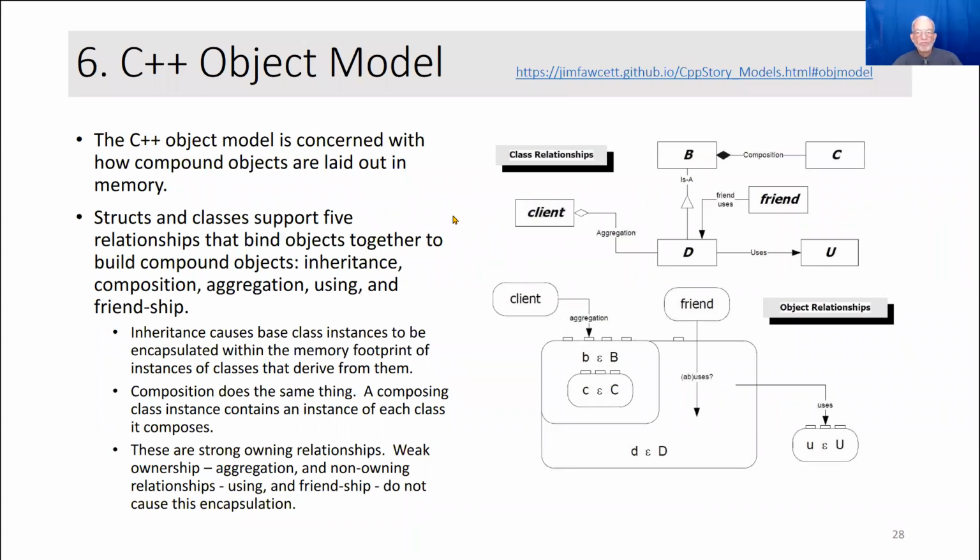So, in this, let's talk about the diagrams for a minute. In the top diagram, I've shown class relationships for a compound object D. So D inherits from a base class B, and B composes an instance of the class C. There is a friend object, a function or a class or whatever that has access to D's private member data.